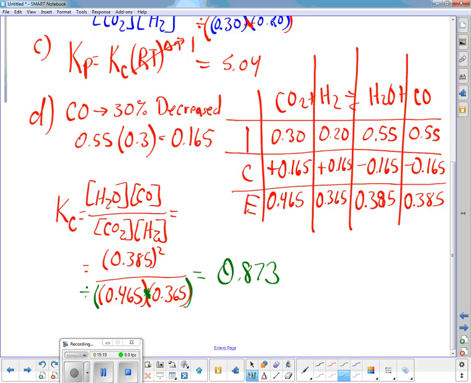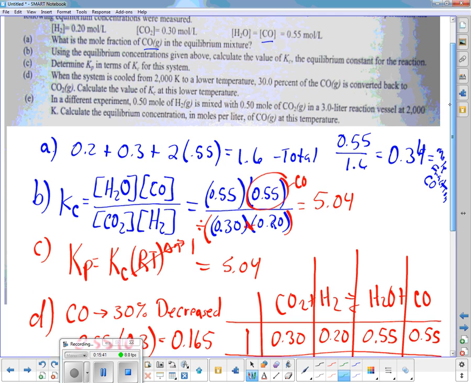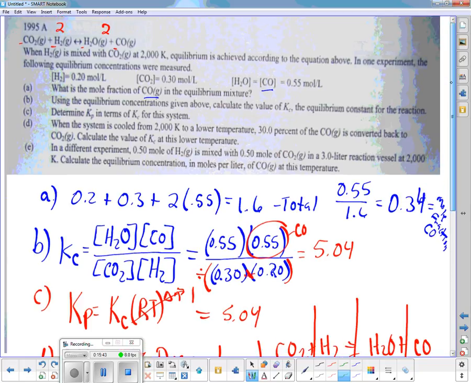Okay, what happened at this new temperature? Is it going forward towards the products, or is it going backwards towards the reactants? We're having more reactants than we do products. So this is not favorable for the forward reaction, right? It's favorable for the reverse reaction at this temperature. So going back up to the question, it said to find the new Kc at that temperature, new temperature.